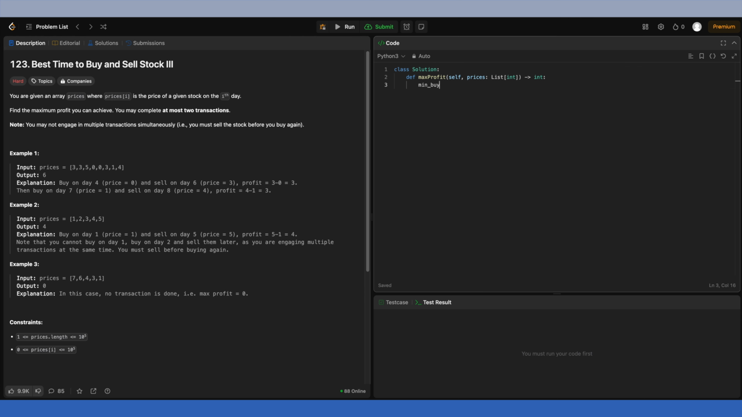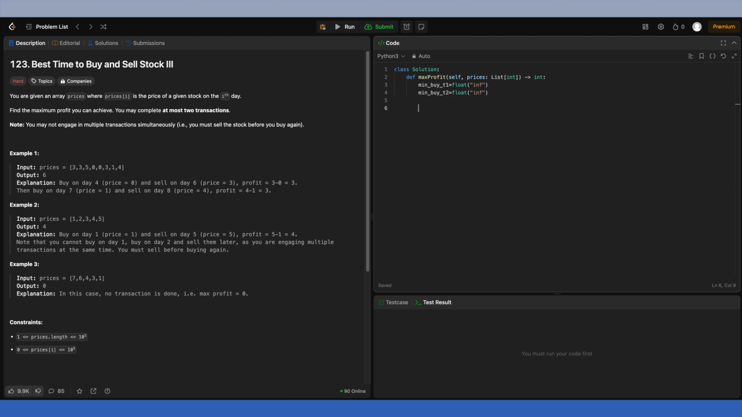Let's have a variable to store the buy price for transaction 1, so minimum buy T1, and we can declare it as int max or float infinity. Okay, similarly we can declare for transaction 2, minimum buy T2 is equal to float infinity. Okay, int max.